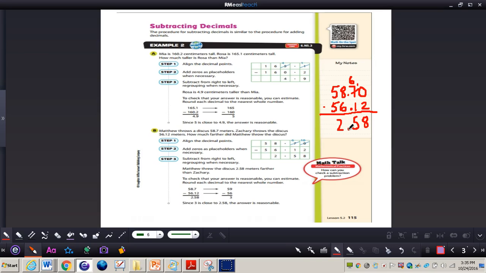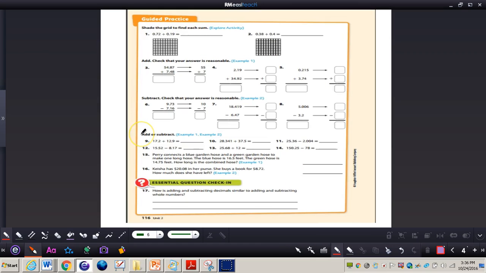We can, once again, as you can see down here, you can round using whole numbers. 59 minus 56 is 3, so I can see that is a reasonable answer. All right, so I can see my final answer, though, is Matthew threw the discus 2 and 58 hundredths meters farther than Zachary. Now what I want you to do is number 3 all by yourself, and you can work on that now. So you should have the answer of 62 and 35 hundredths, and the reasonable answer to check to see if your answer is reasonable, it should be 62.